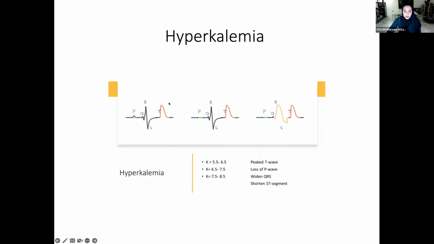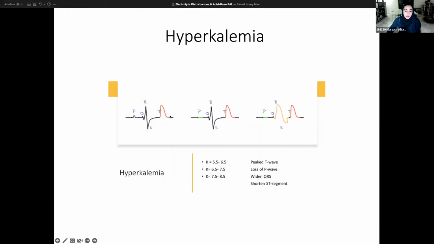So this is what you can see. Here you can see the peaked T wave, then you start getting loss of the P wave with a peaked T wave, and then you can have, here is the same, so loss of the P wave, and then you're going to have a wide QRS. You see how usually, like here, it's very narrow, here it starts to widen, and you still have the peaked T wave. So this is when we start to get to the more sinusoidal pattern.